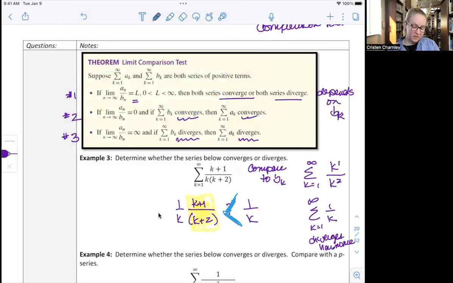So in this case, 1 over k is the b series that we're going to compare to. That 1 over k diverges. So it's bigger and it diverges. That is not enough information to directly compare to the original. We can't compare it to a_n. So what are we going to do from here? This is where we use the limit comparison test.